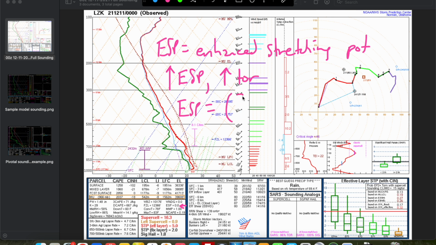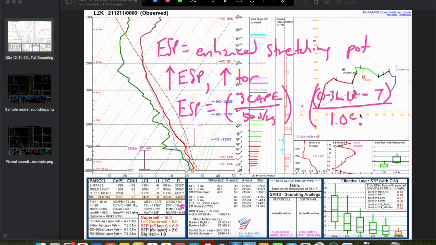You take the 3 CAPE divided by 50 joules per kilogram. So we're standardizing these. And then we multiply that by the 0 to 3 kilometer lapse rate minus 7 divided by 1 degree Celsius per kilometer. So we're trying to get rid of the units here so we can get a unitless parameter in enhanced stretching potential. Basically it tells us the ability for this environment to stretch any spin or vorticity near the surface into the vertical.